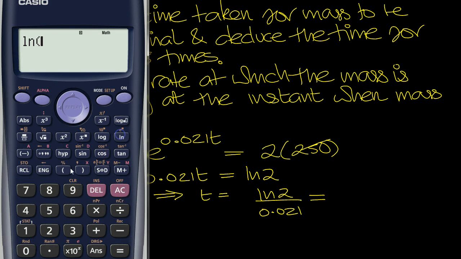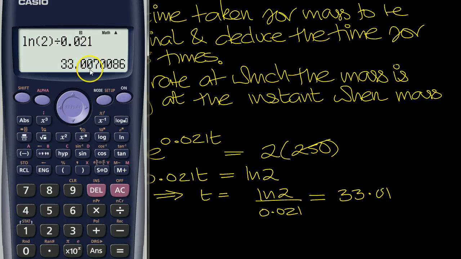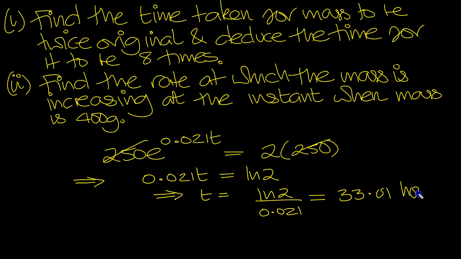So log 2 divided by 0.021 equals 33.007, which is 33.01 hours, to 2 decimal places. So that's the time taken for it to double in size.